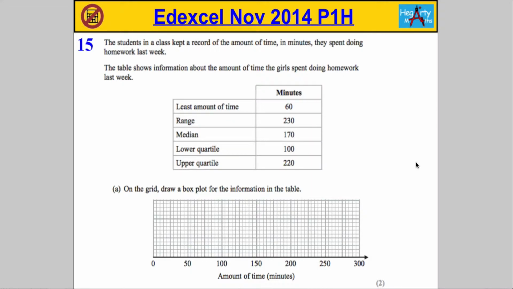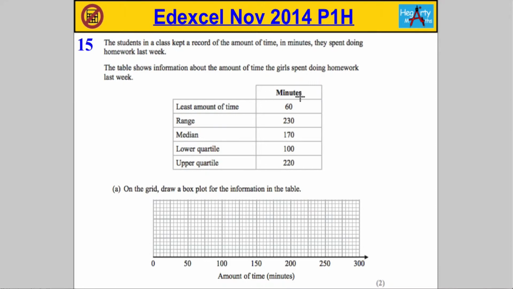Question 15. The students in a class kept a record of the amount of time in minutes they spent doing homework last week. The table shows information about the amount of time the girls spent doing homework last week. And it tells us on the grid to draw a box plot for the information in the table. Okay, so this is a standard question here.